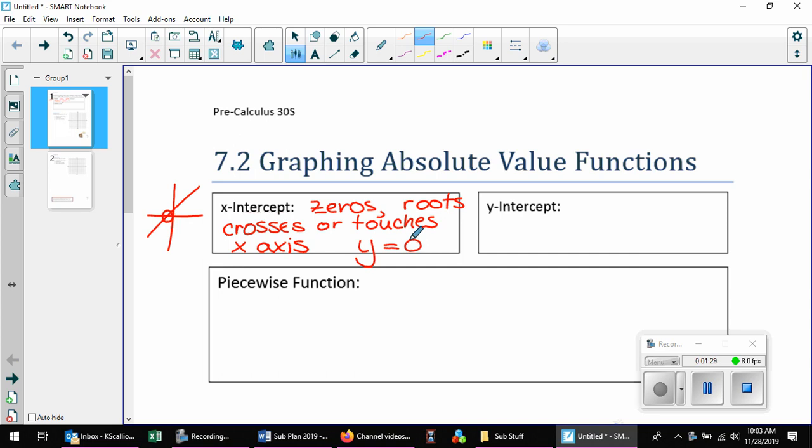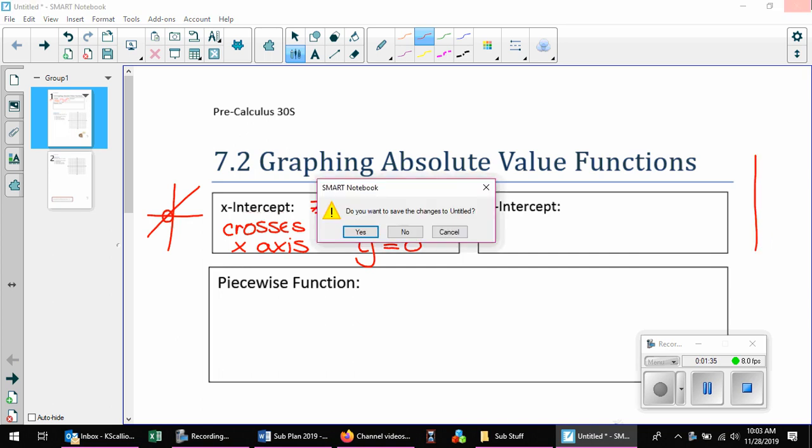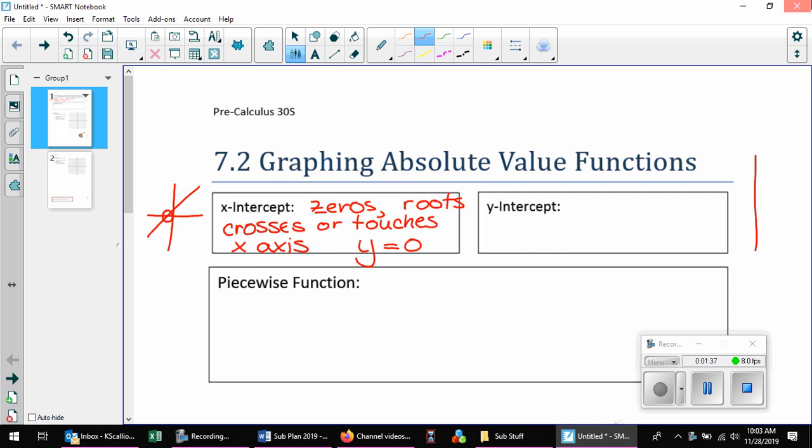So the y-intercept has no other fancy names. We know when we're looking for the y-intercept, that's this one right here. We know that the x value at that point is 0. So when we're solving for the y-intercept, x is equal to 0, and it's where the graph crosses the y-axis.